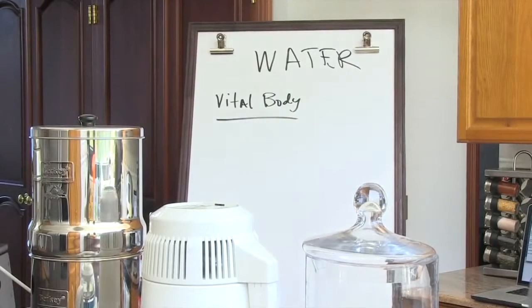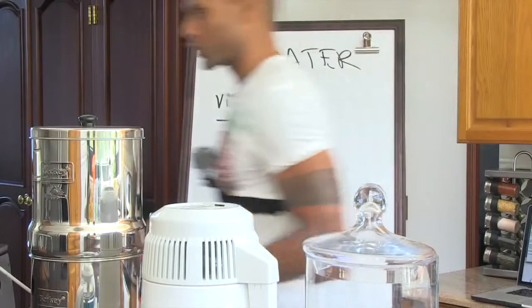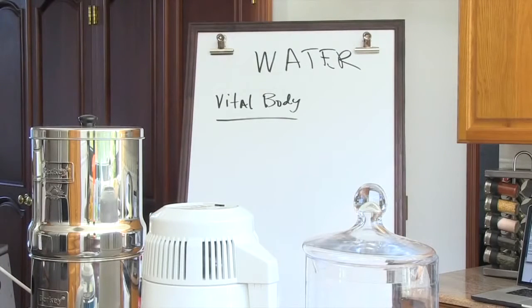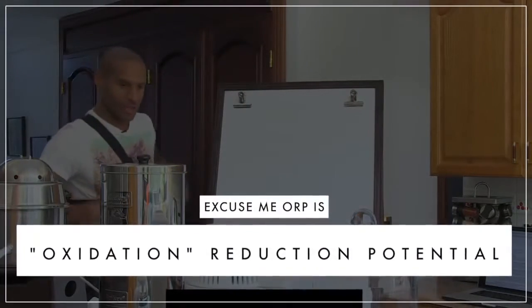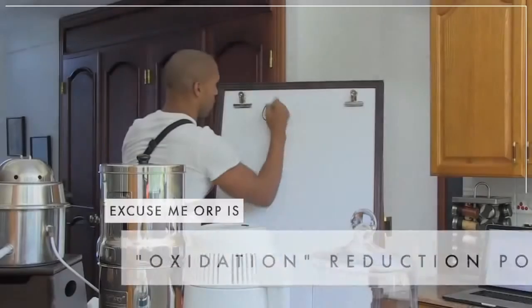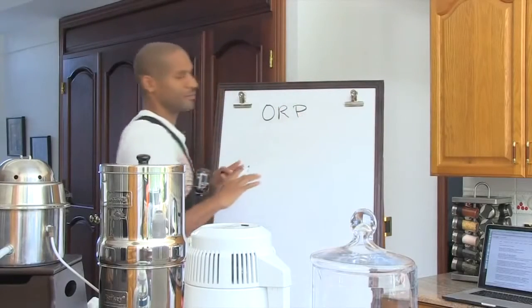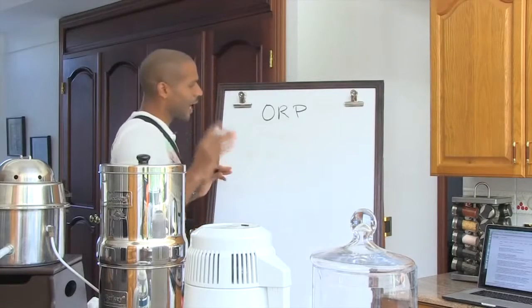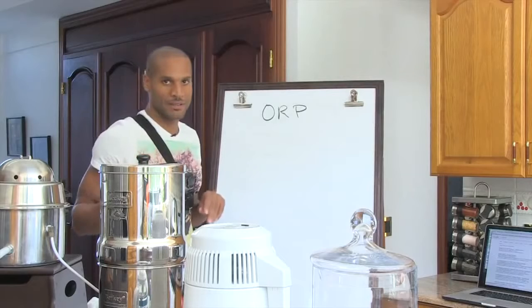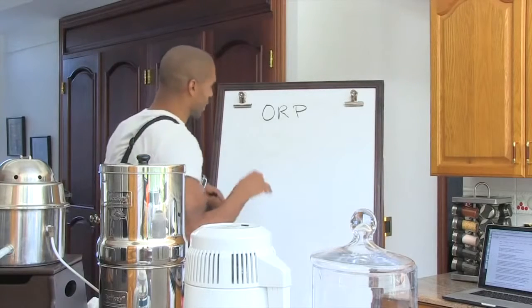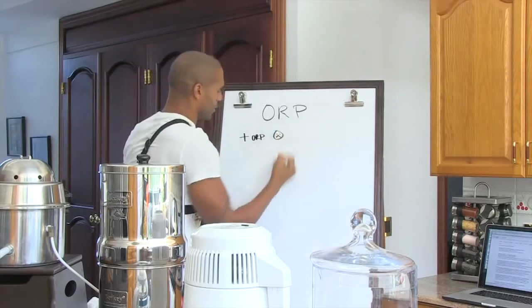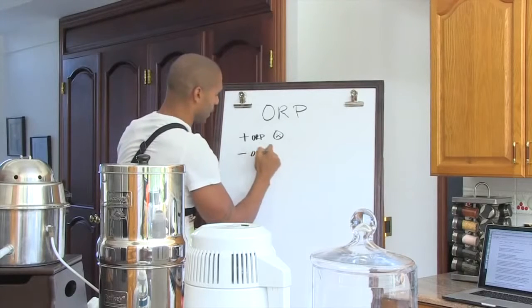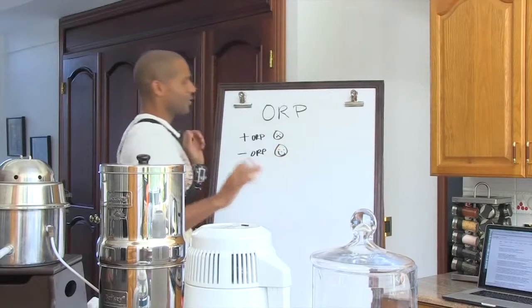So let me explain what ORP is and why it's so valuable for you to know the ORP of what you're consuming, because it has a lot to do with the fountain of youth. And here we go. ORP is oxygen reduction potential, O-R-P, and I'm going to explain this simply. It actually works contrary to how we generally do our calculations about positive and negative. So that's the only thing to really catch on to here: positive ORP is what you don't want, or the bad one. Negative ORP is actually what you want. That's the good one.